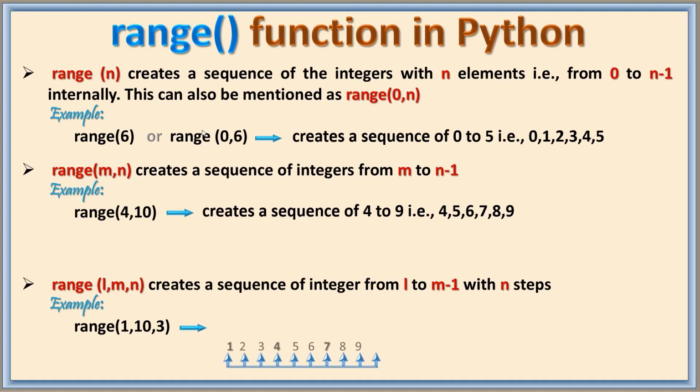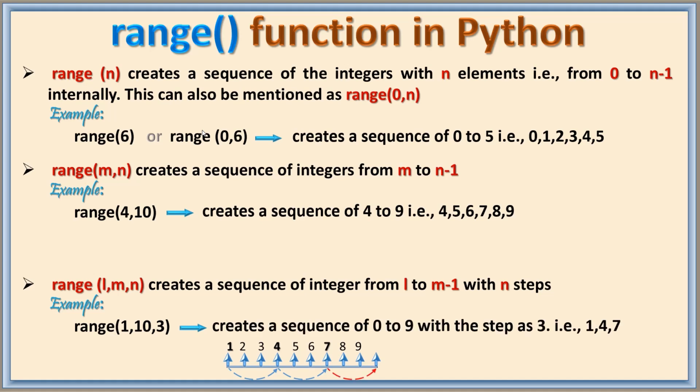if we take a number line like this, 1 is starting and then 2 and 3 are skipped and then it jumps to 4 and then it jumps to third step, that is 7. Then after 7 it should go to 10, but 10 is not included, so it stops by 7. The sequence will be 1, 4 and 7.